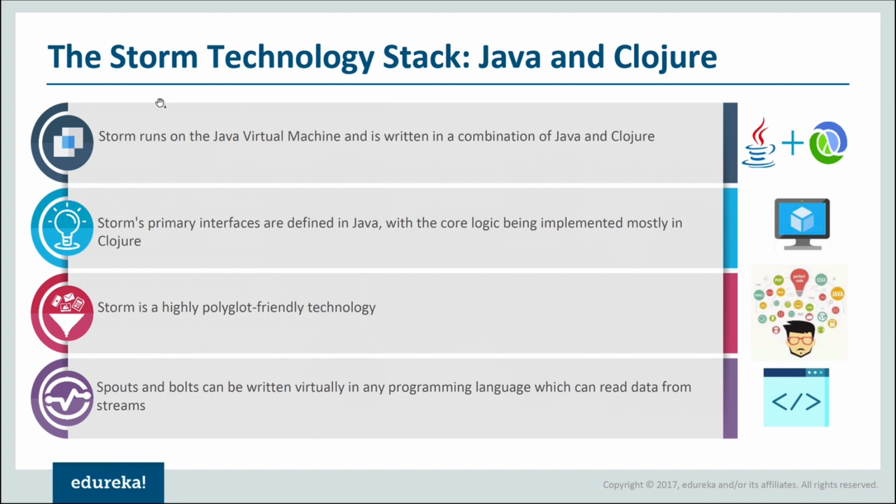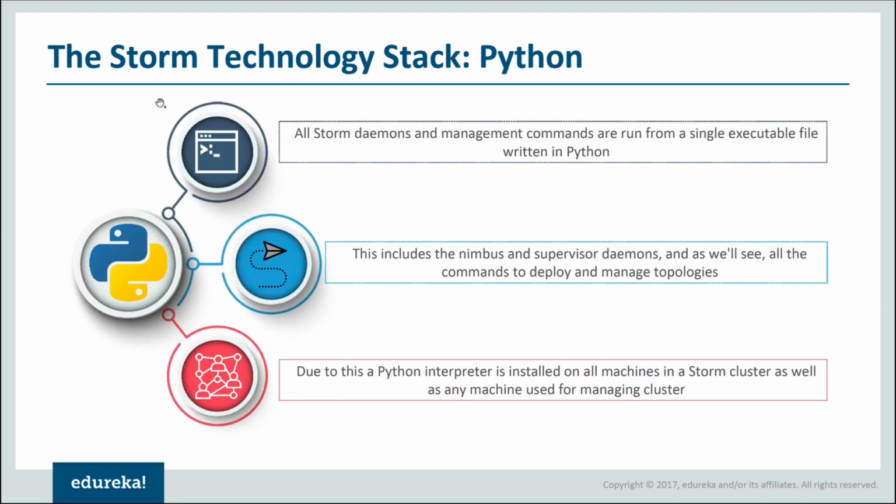Storm is highly polyglot friendly. That means you can write your spouts and bolts in almost any technology possible, but you cannot skip the Java code. You'll have to define your topology in Java, but you can write your spouts and bolts in almost any technology. Some parts of Storm are written in Python.